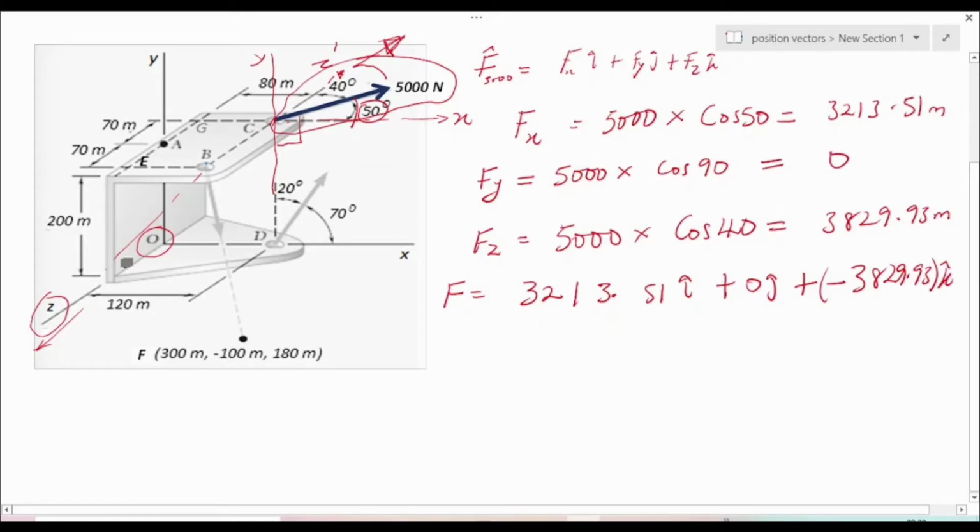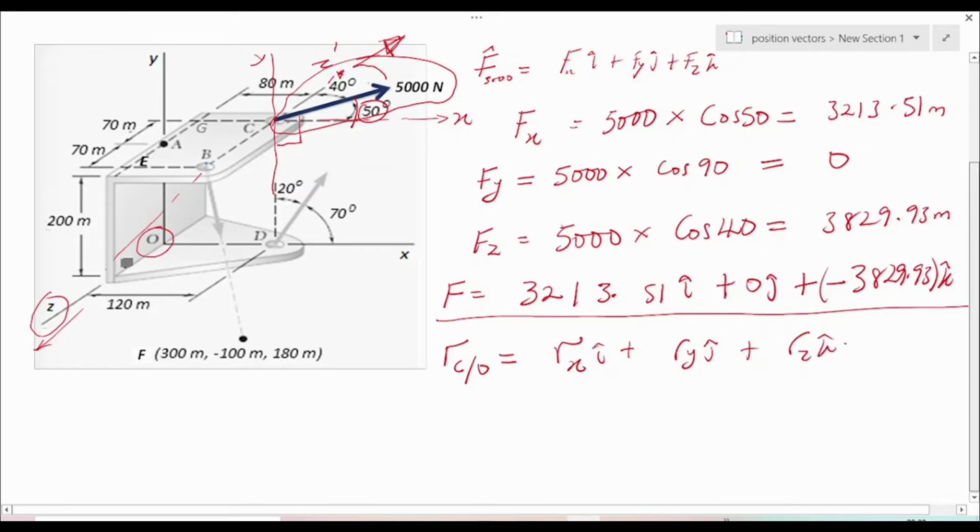So invariably we've gotten our force taken to component form. And after this is done, the next thing, because we are to look for the moment about O, we are going to find the position vector of the force which is acting at point C about O. And to find this position vector, we need certain displacement values Rx i, Ry j, and Rz k. To find this position vector or the components of the position vector, we may need to quickly identify what these values are.